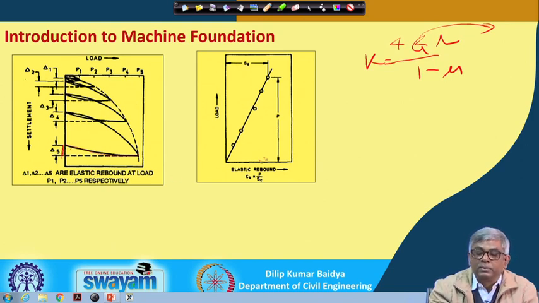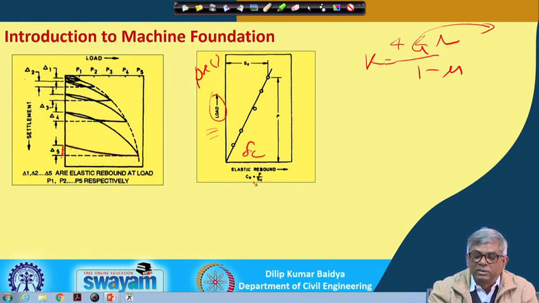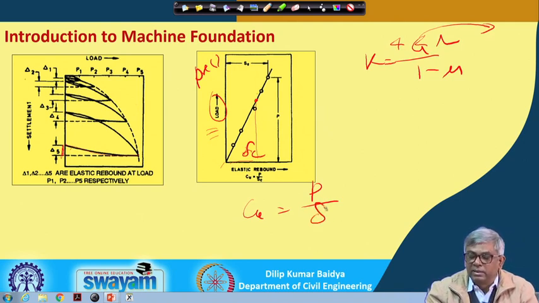So this is the elastic settlement delta E, and on this side it is actually the pressure, not the load. If you plot them you will get a straight line, and you can take any point on it and measure P by delta E, which will be your Cu. This can be done by the plate load test.